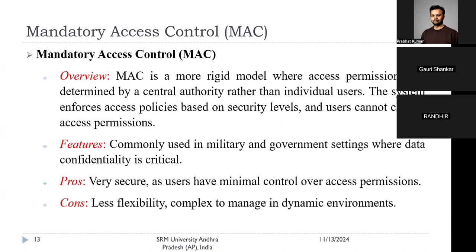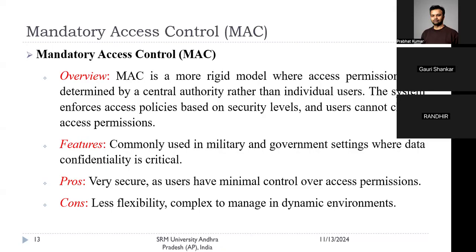Security label is decided by the central authority, and the clearance label is also decided by the central authority. So the clearance label is nothing but for the object, and the security label is for that user. Suppose I am the user, I am falling under a particular label, label 3, and there is some object or resource which is having label 3. So if I am in label 3, then I can access the resource of label 3.